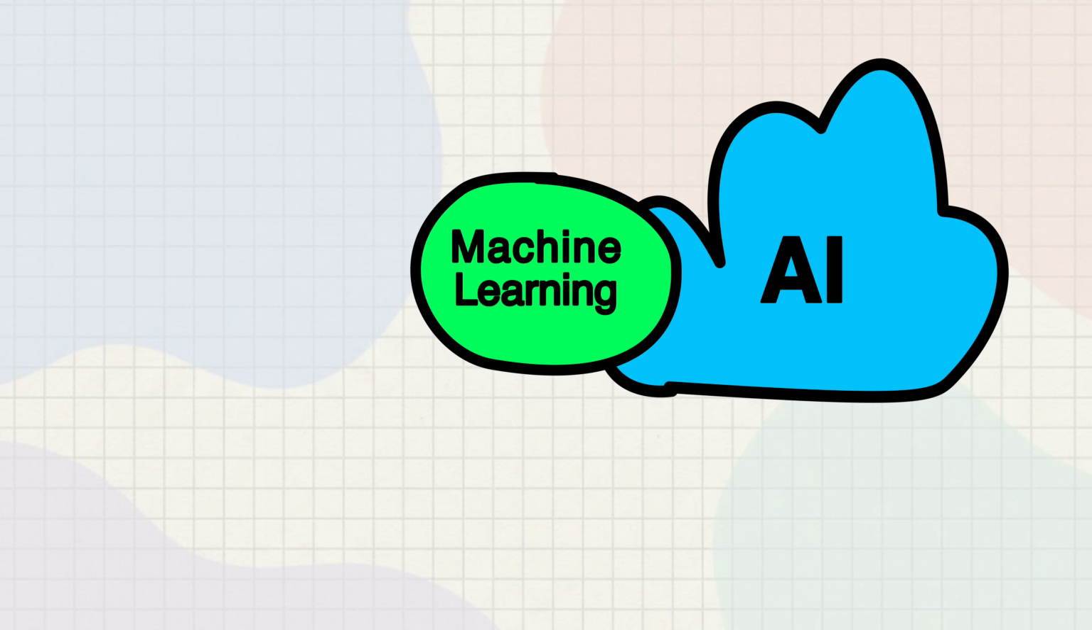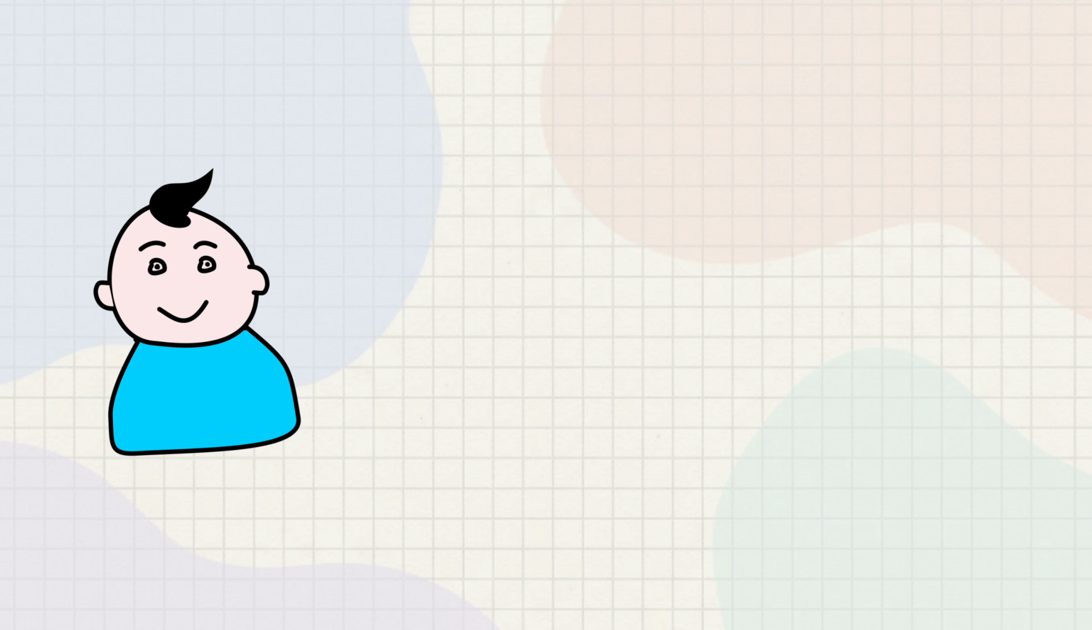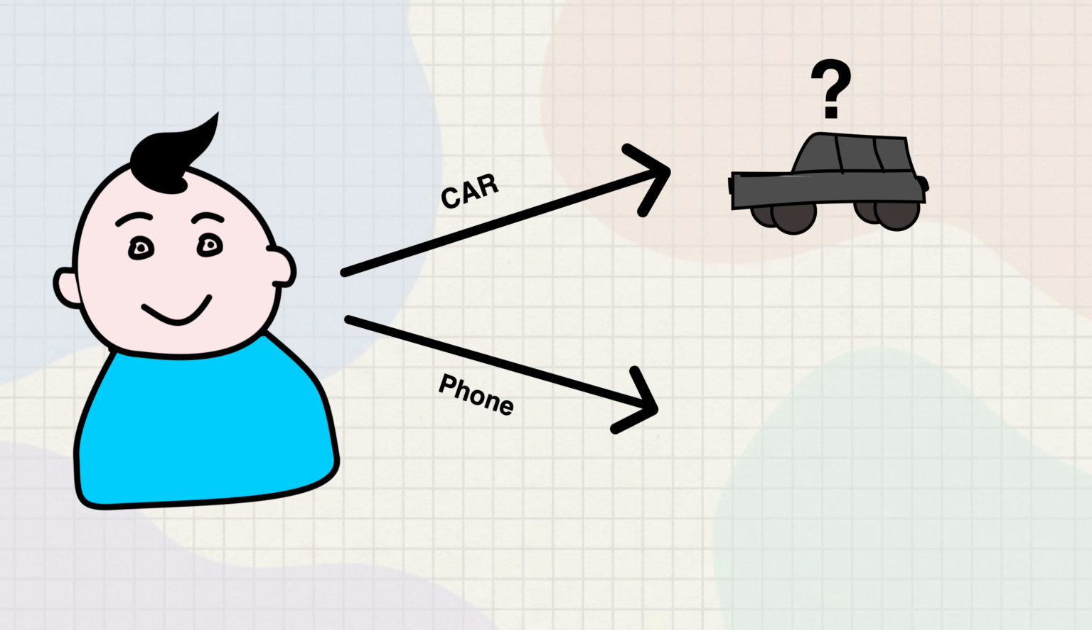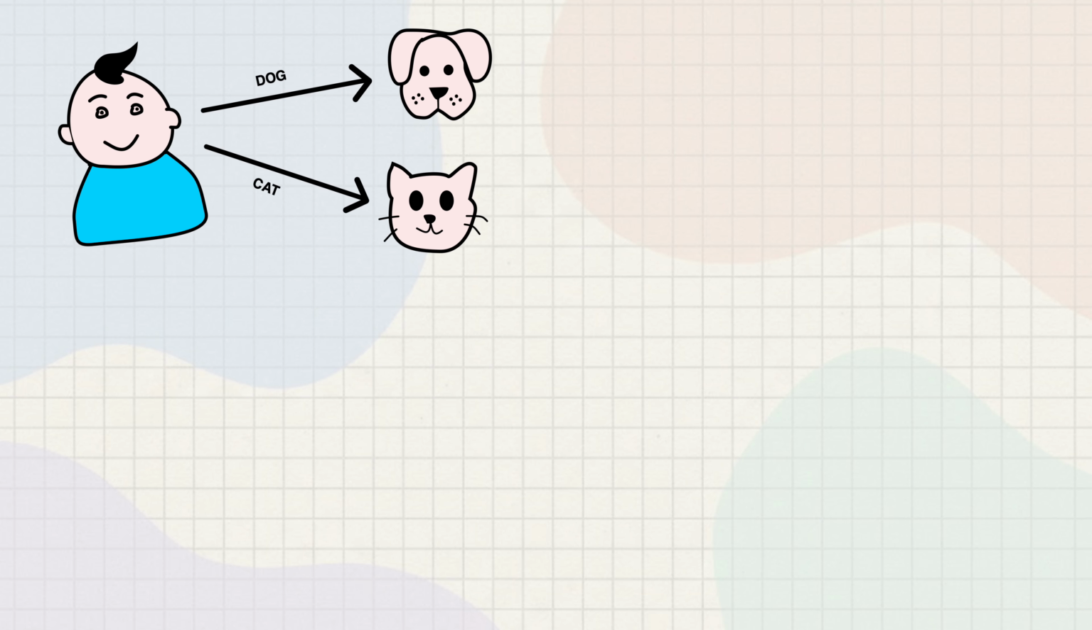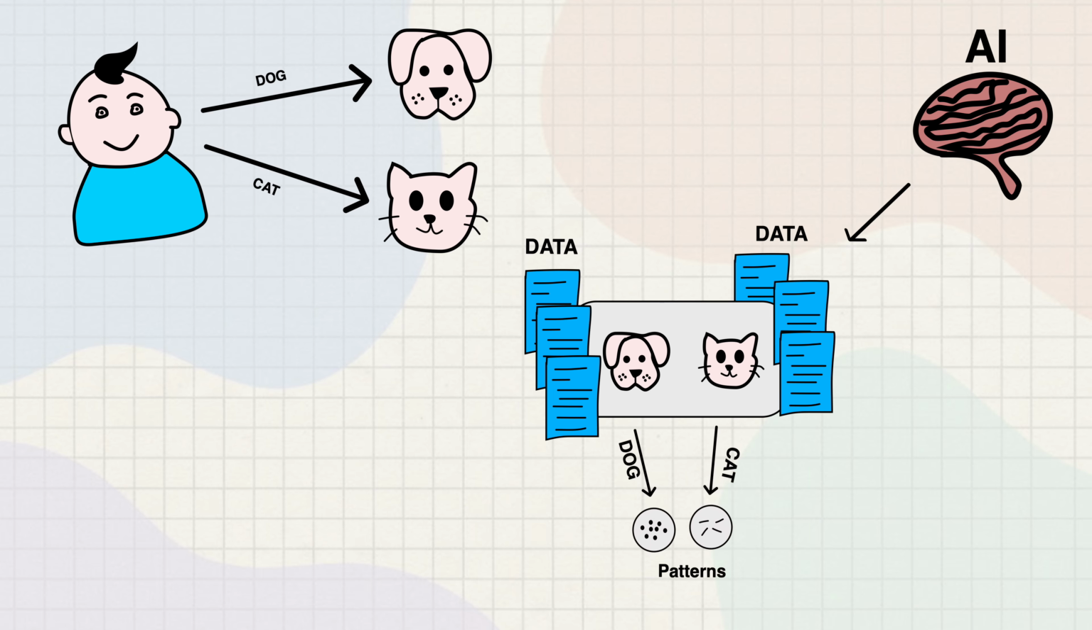Machine learning is a part of artificial intelligence, where computers learn from data instead of following fixed rules. Think of it like teaching a child. The more examples the child sees, the better they understand. For example, if a child sees many pictures of cats and dogs, they slowly learn the difference. AI learns in a very similar way by observing examples and patterns in data.